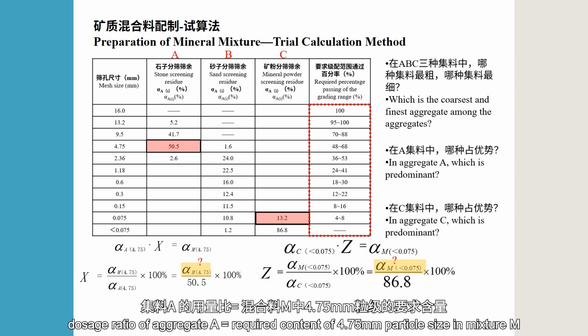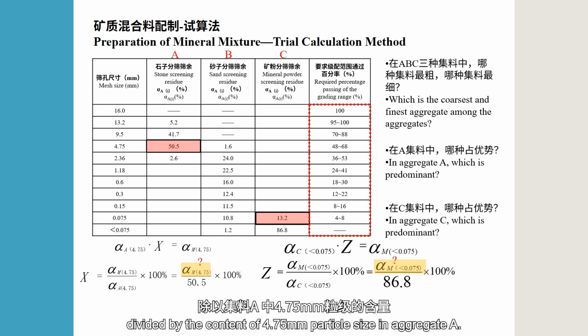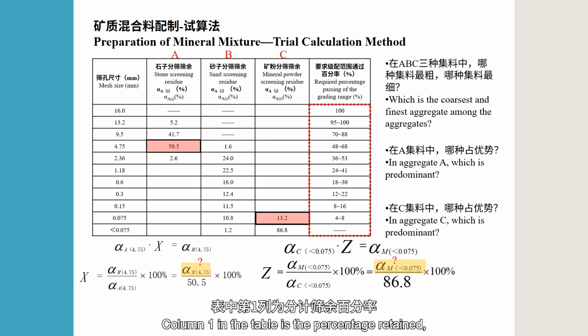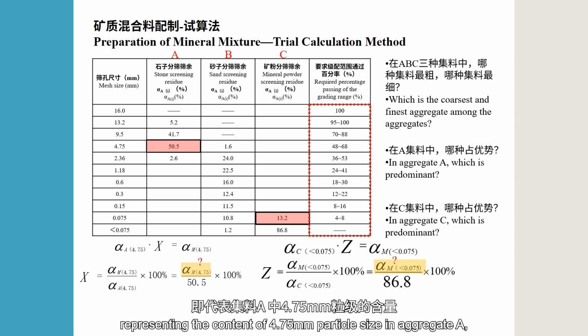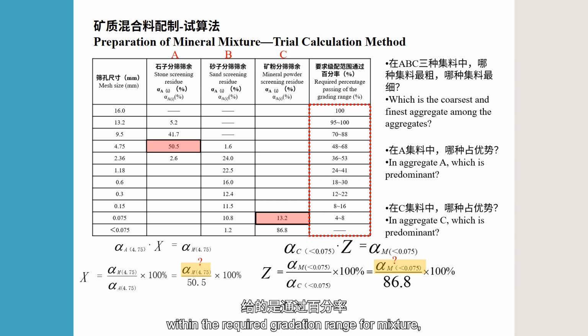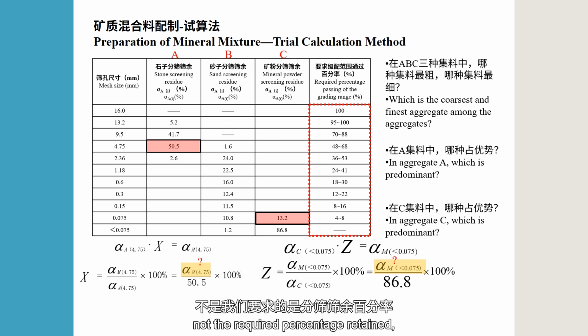Dosage ratio of aggregate A equals required content of 4.75 mm particle size in mixture M divided by the content of 4.75 mm particle size in aggregate A. Column 1 in the table is the percentage retained, representing the content of 4.75 mm particle size in aggregate A. But column 5 in the table gives the cumulative percentage retained within the required gradation range for mixture, not the required percentage retained, and thus we need to do the translation.